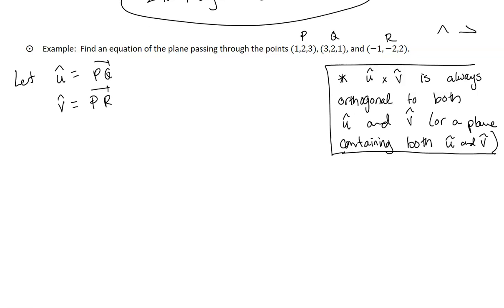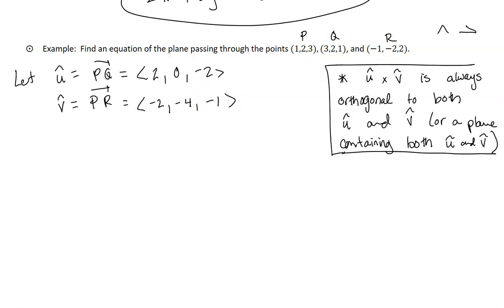All right, so PQ will have 3 minus 1, which is 2, 2 minus 2, which is 0, and 1 minus 3, which is negative 2. And for PR, we'll have negative 1 minus 1, which is negative 2, negative 2 minus 2, which is negative 4, and 2 minus 3, which is negative 1.